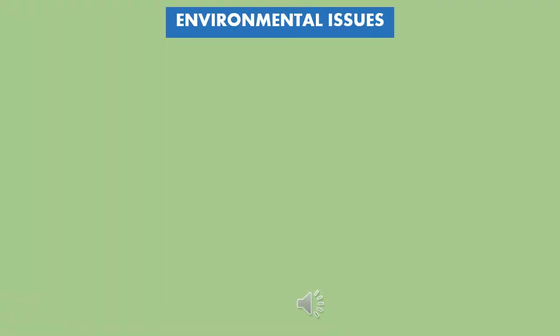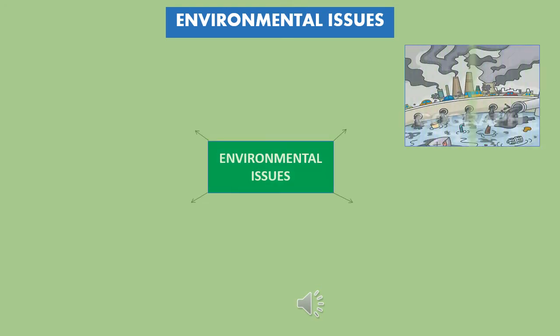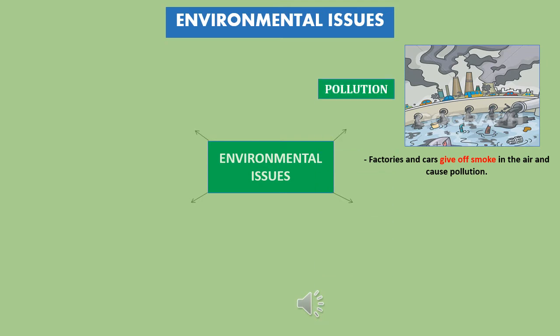Now let's talk about some environmental problems that our planet suffers from. Yes, the first one, look at the picture here. As you see, these are factories and cars polluting the air. Look at the example: factories and cars give off smoke in the air and pollute the environment. So which issue is this? Yeah, it is pollution. Pollution is one of the most dangerous problems that our planet suffers from. It causes a lot of serious problems to the environment, so it needs an immediate action to find solutions and other alternatives to stop polluting the environment.